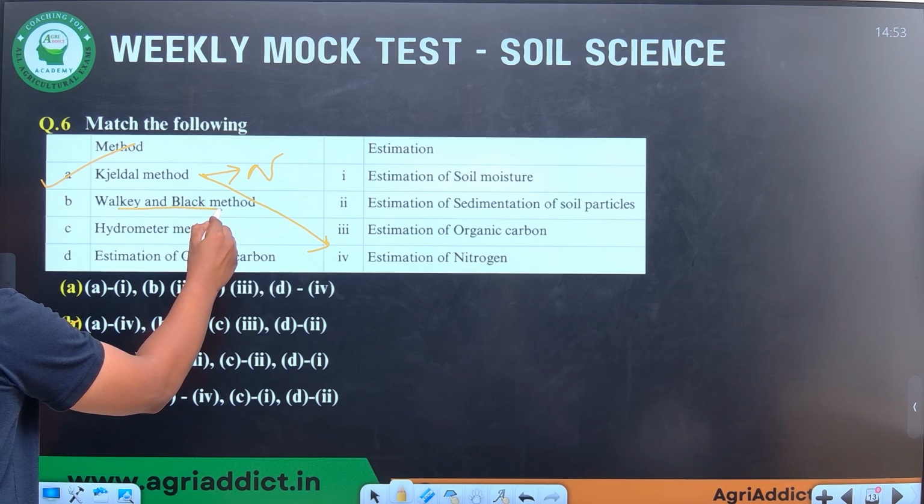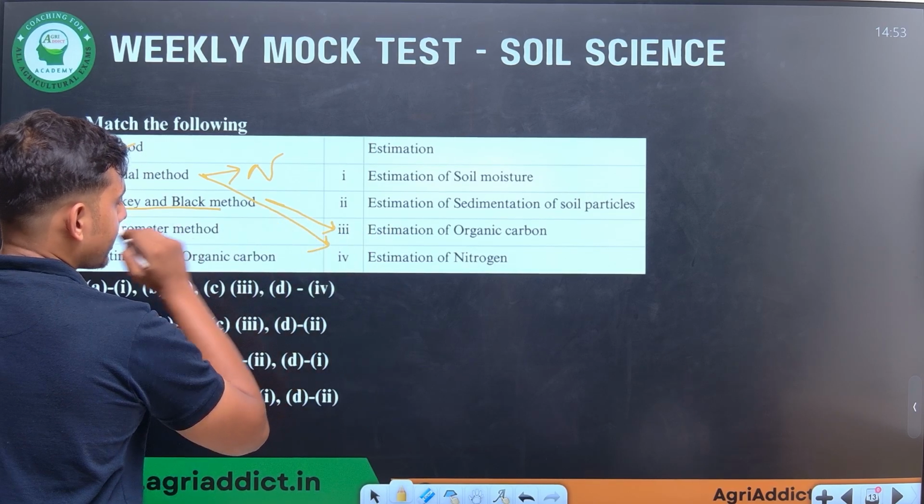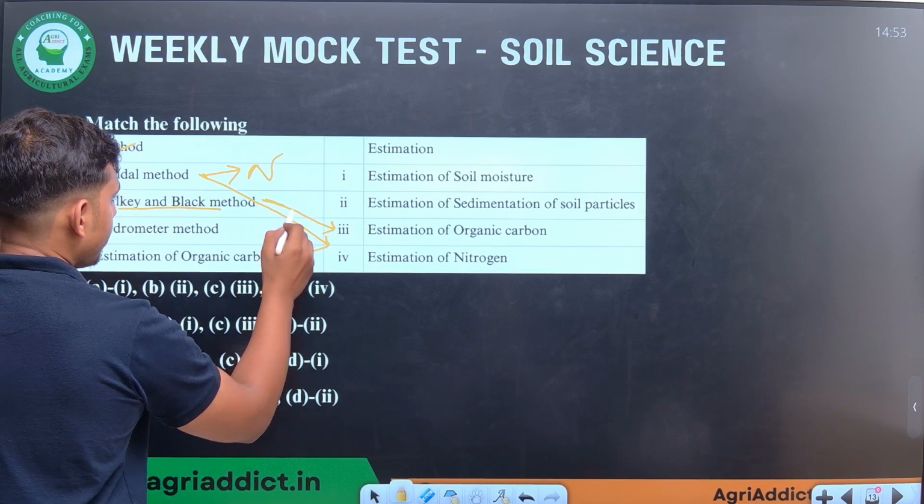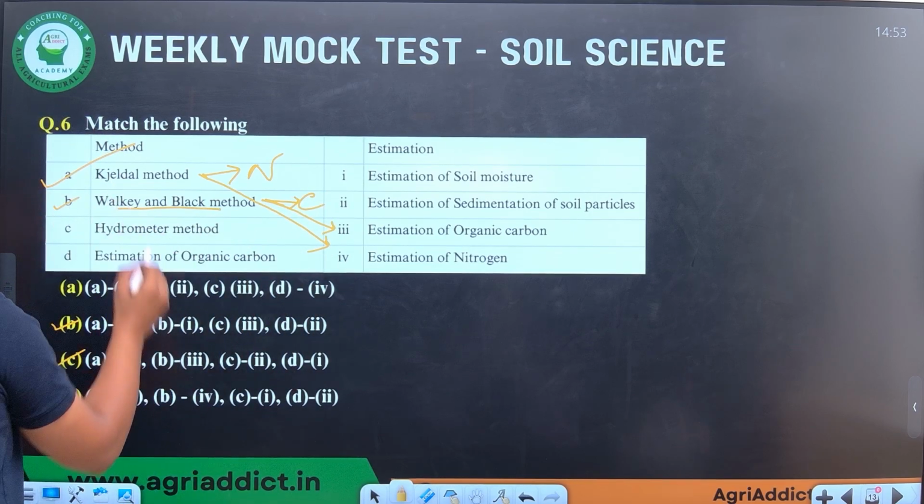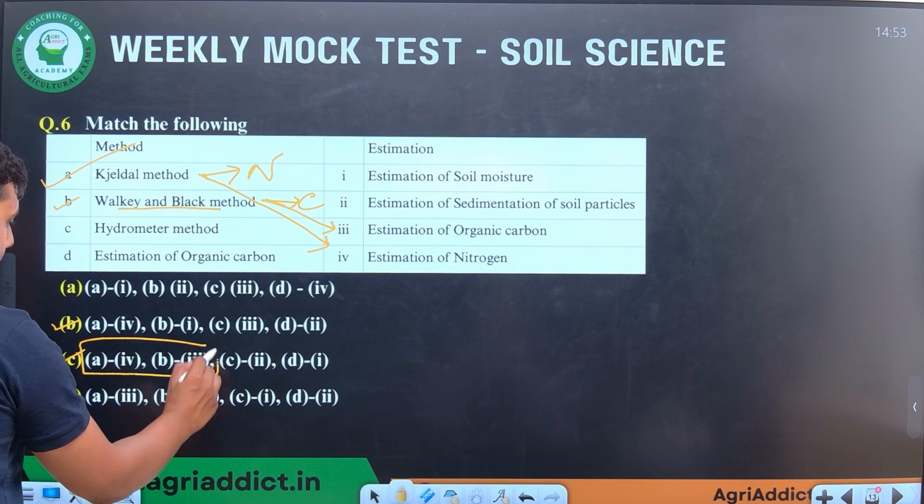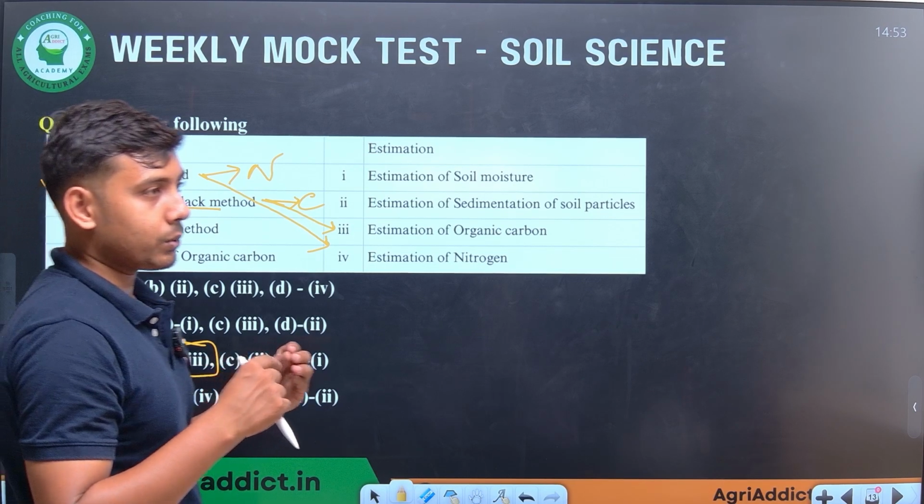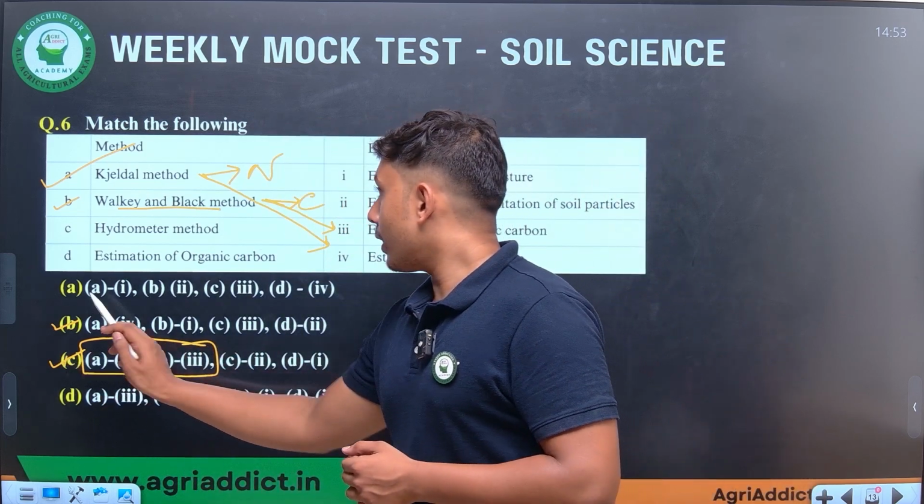Then the Walkley-Black method is mainly for soil organic carbon. It is the oxidation method of Walkley-Black. It is for soil organic carbon. So B is 3. So A is 4 and B is 3. By this trick we can get the answer very quickly, and this C option will be correct.